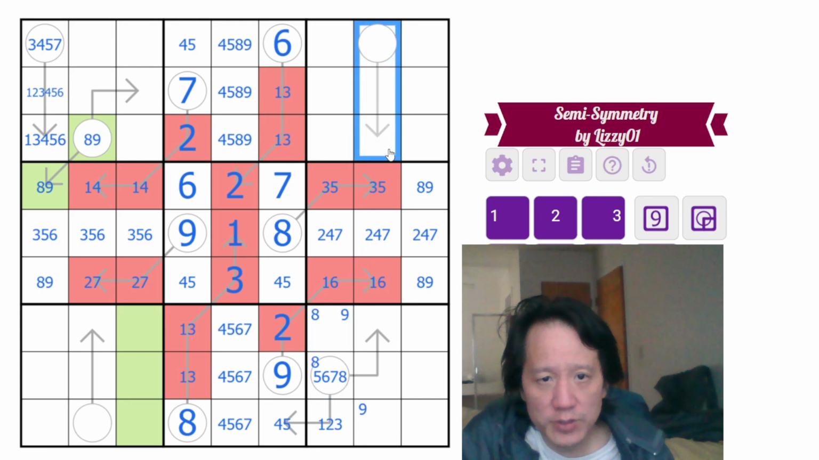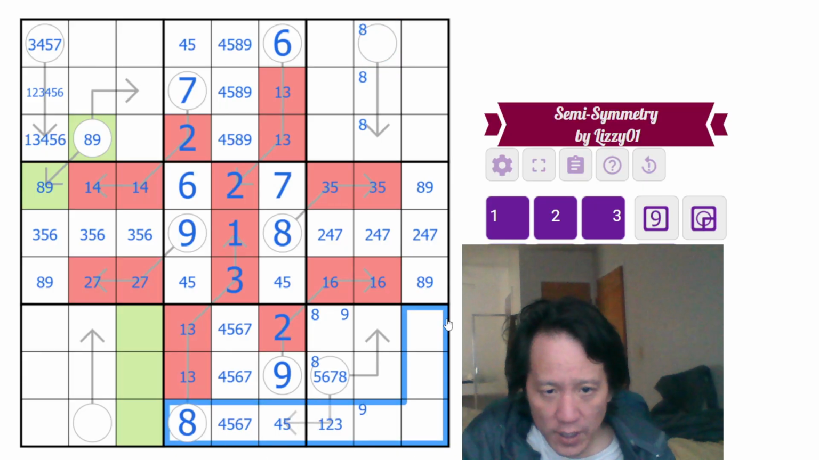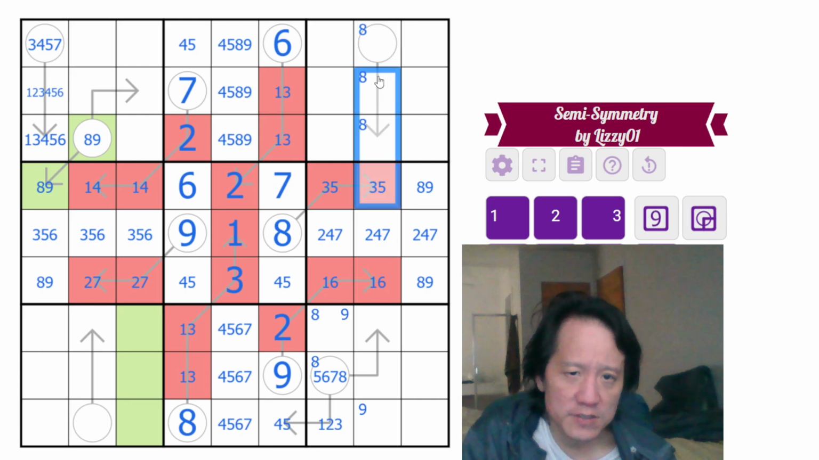Which means 8 has to be along this. So either this is 8, or this is 1, 8, and therefore that's 9. Right? 8 can't be here because of this 8, 9. 8 can't be here because this is at most 8. So 8 has to be one of these two specifically. So if this is 8 and this is 9, this has to be 8. Otherwise, this is 8 and that's 9.